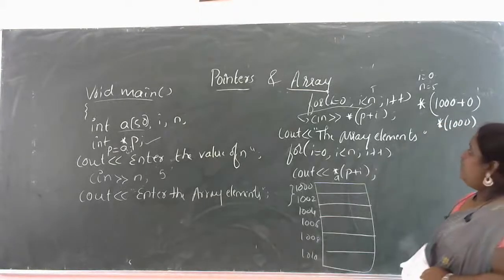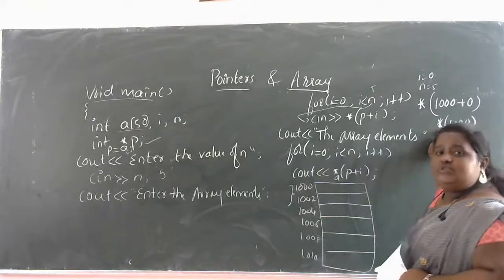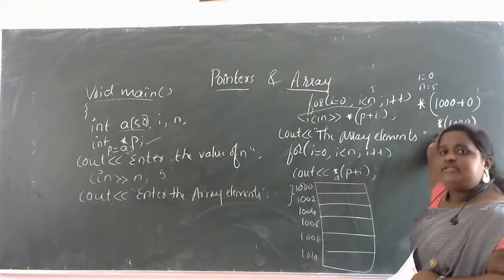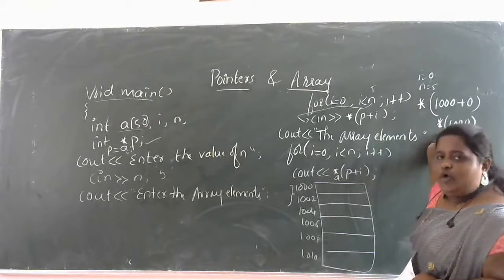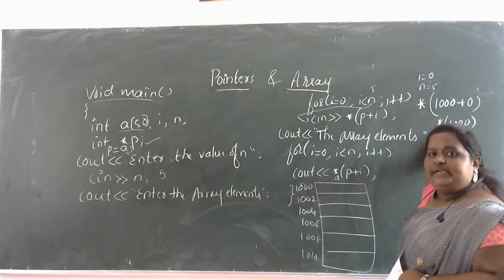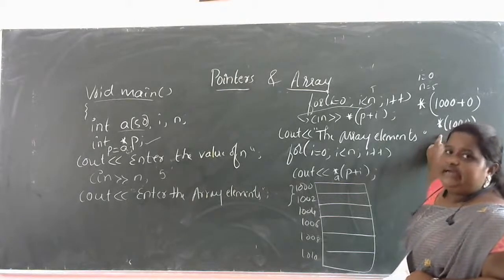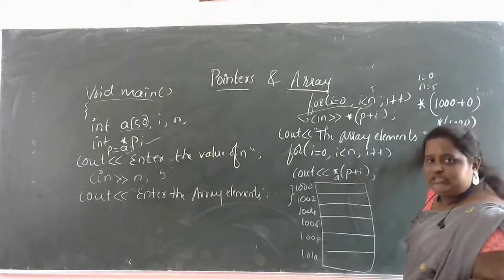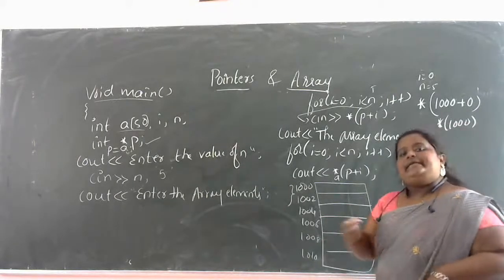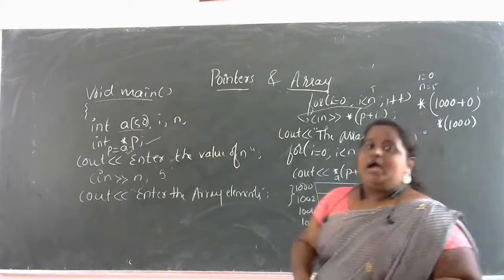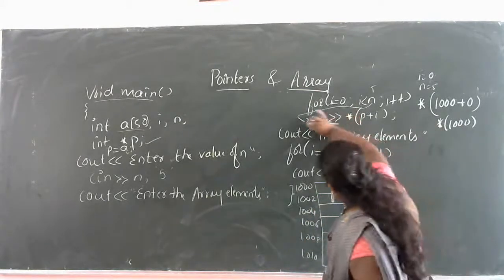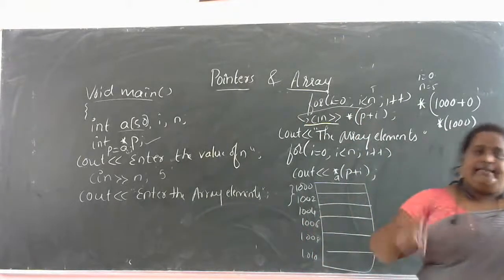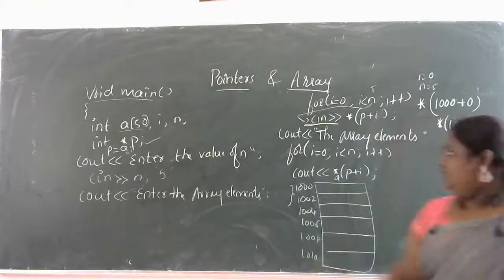Star of 1000. Actually, what is the use of star? That is the indirection operator or pointer operator. The star operator, the indirection operator, is used to retrieve the data stored in a particular memory location. But here we are performing a cin operation.